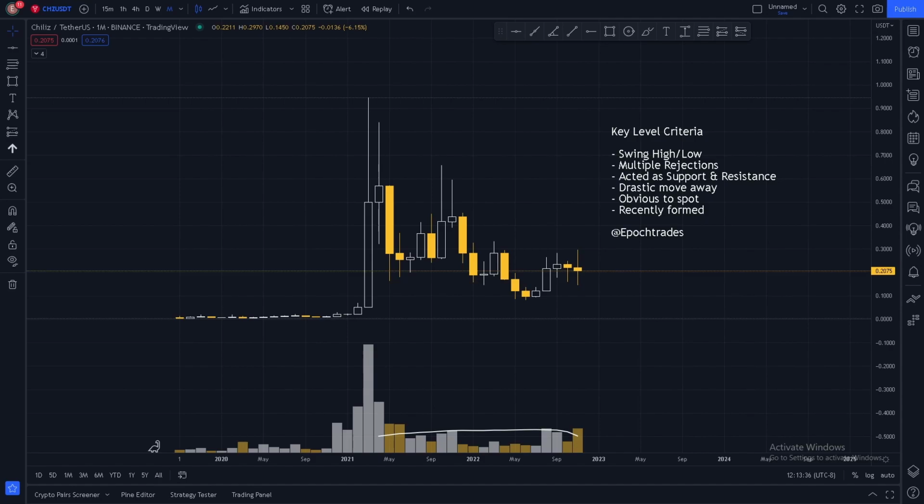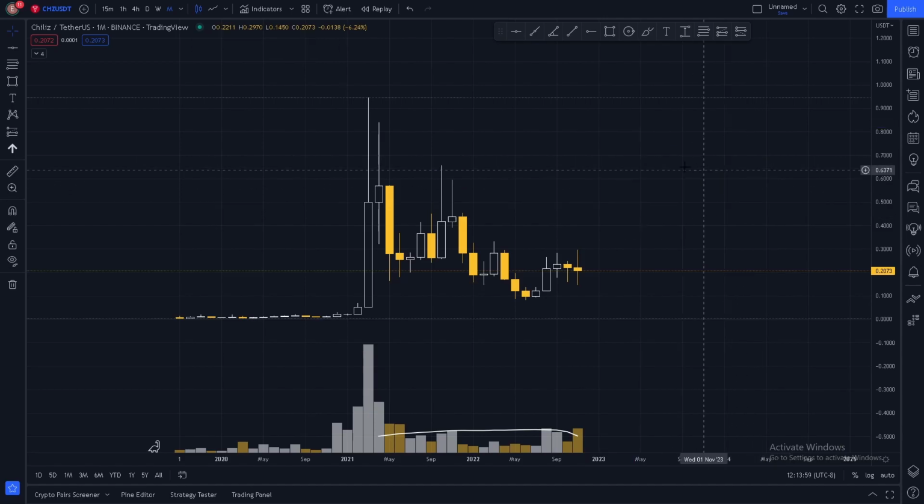Today we're going to be covering key levels on the monthly and weekly time frame for Chiliz or CHZ. So, as always, our key level criteria, we look for swing highs and swing lows, multiple rejections, acted as support and resistance, drastic moves away, obvious to spot, and recently formed. So, let's go ahead and hop right in.